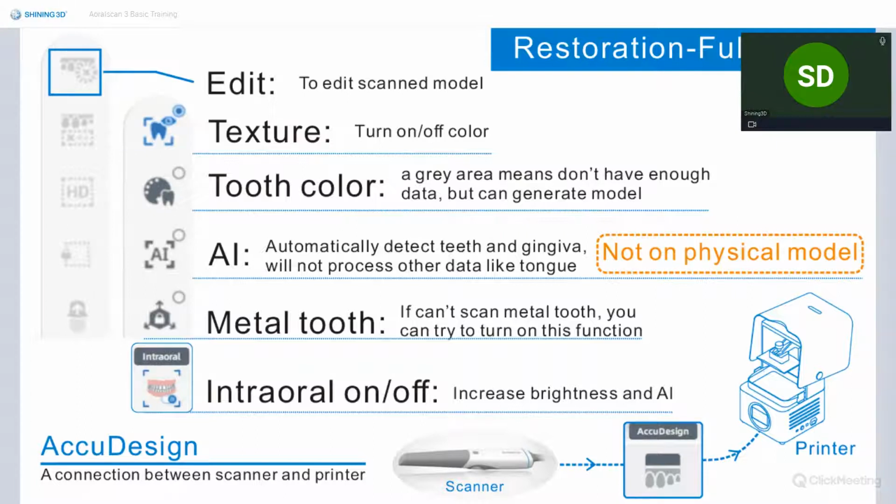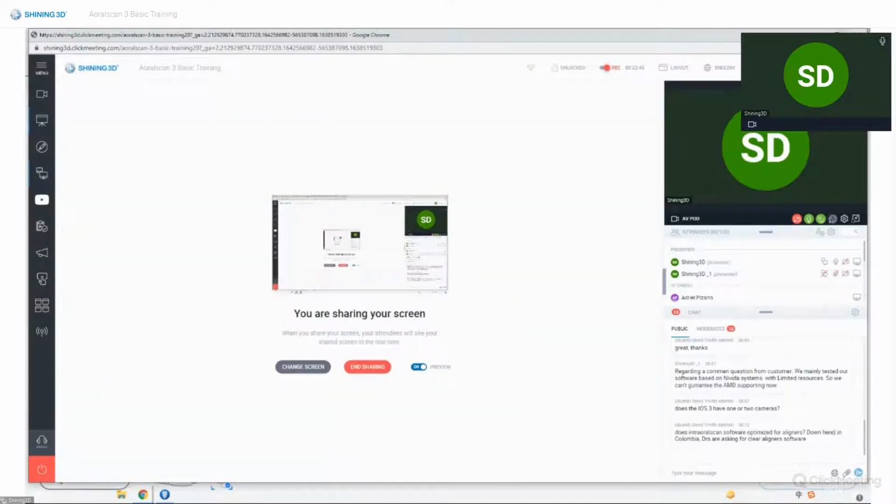But since the AI function will only detect the real teeth and the gingiva, it will not collect data from a physical model. So please remember not to use the AI function when you scan a model. I will also do a demonstration later to show you what happens if you enable the AI function while scanning a physical model. So let's go back to the scan and screen share again.